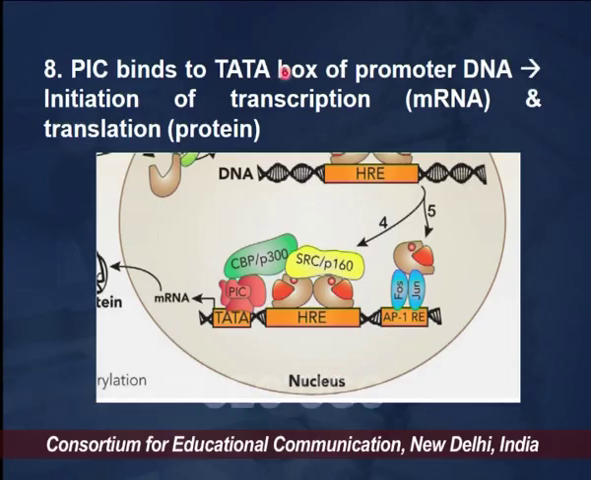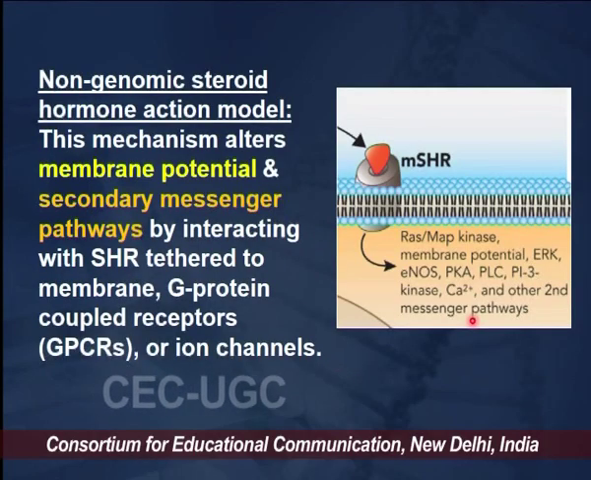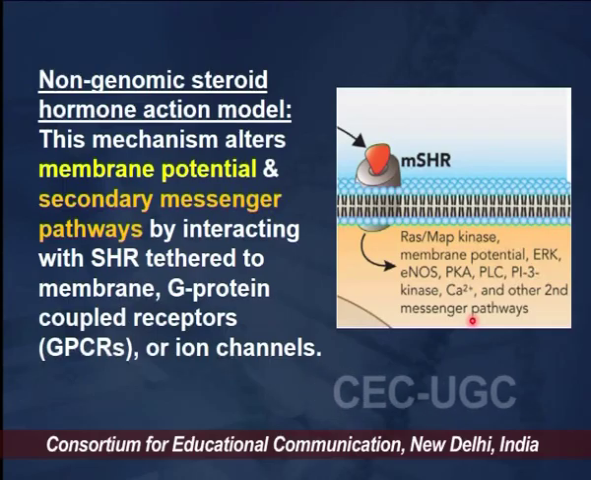So this is one method, the genomic signaling, also called the classical method of action of steroid hormones. Now recently research has shown that these steroid hormones can also function via membrane bound receptors. This is called non-genomic signaling, which is steroid dependent and steroid receptor dependent. So the receptor lies on the membrane. Once the hormone comes and binds to its receptor on the membrane, it will do crosstalk with a number of other proteins.